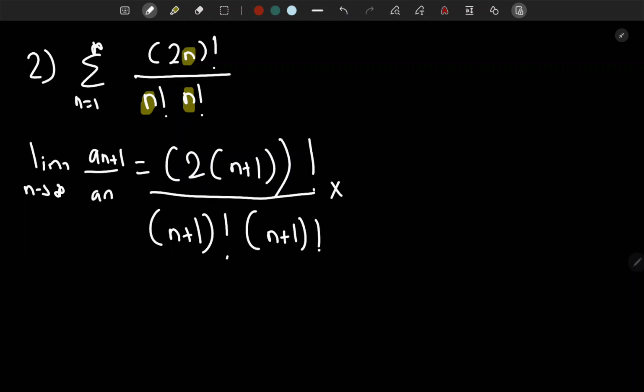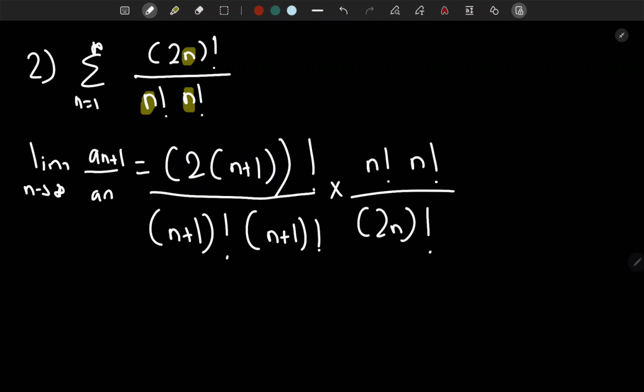And now let's multiply it by the reciprocal of the original question, since dividing by a n is basically, I'm going to write it now, multiplying by the flipped version of this part. So n factorial over 2n close brackets factorial.